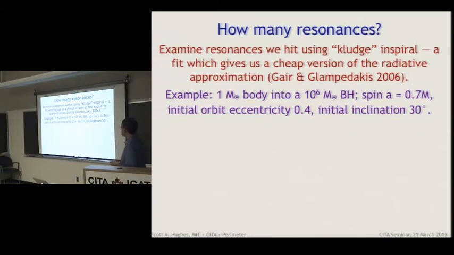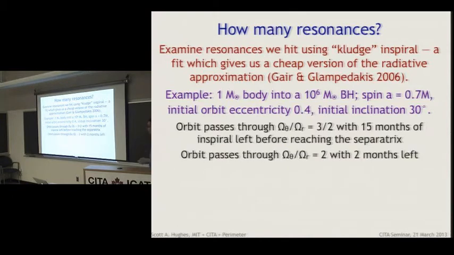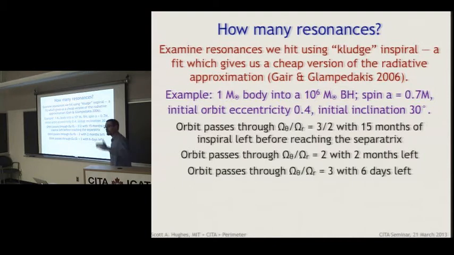So here's one particular example where I started with a 1 solar mass body going into a 1 million solar mass black hole. This thing passes through the 3:2 orbital resonance with 15 months left before it hits the separatrix. It then passes through the 2:1 ratio with 2 months left, through the 3:1 resonance with 6 days left. We stopped counting at that point because they were starting to become fast and furious and we were less interested.